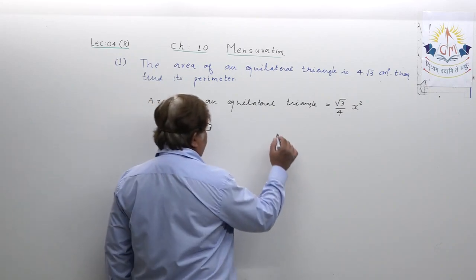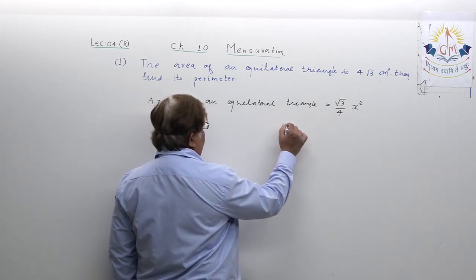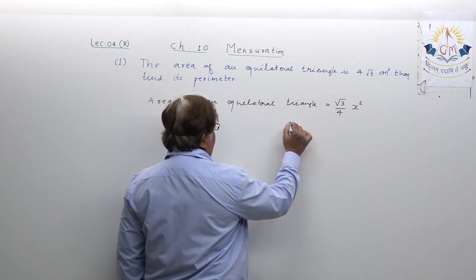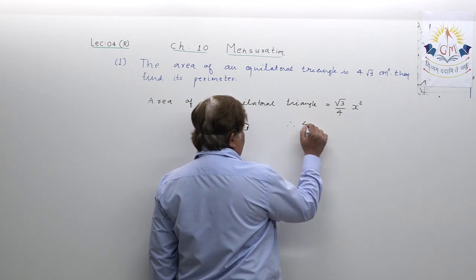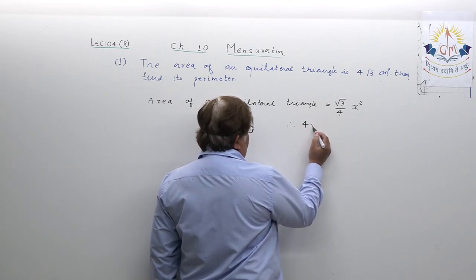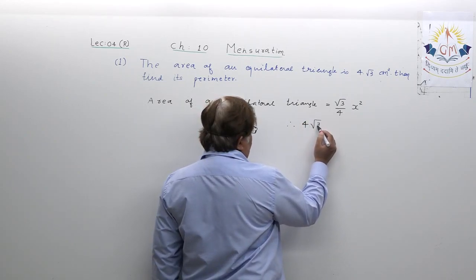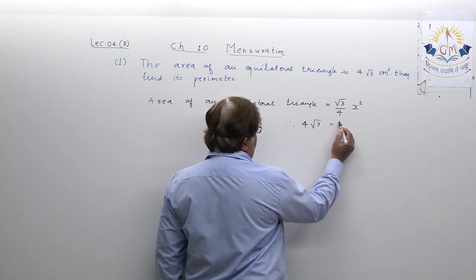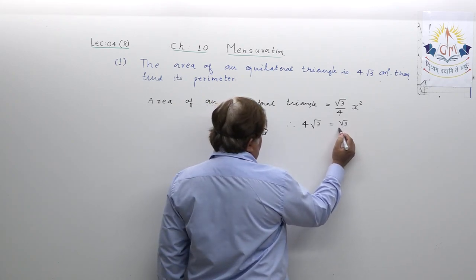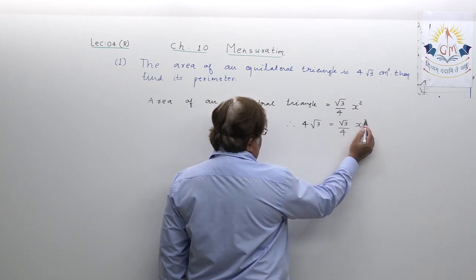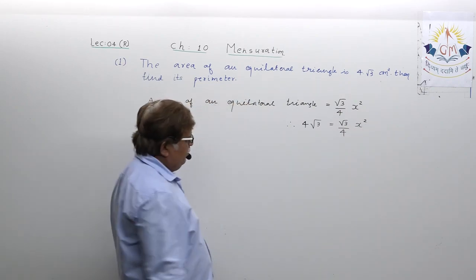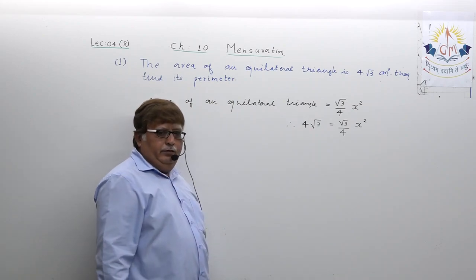Okay, dear student. Now let us continue. Therefore, what is the area given? Let me write it here. 4 under root 3 equals under root 3 upon 4 x square. You know this? Is it clear?